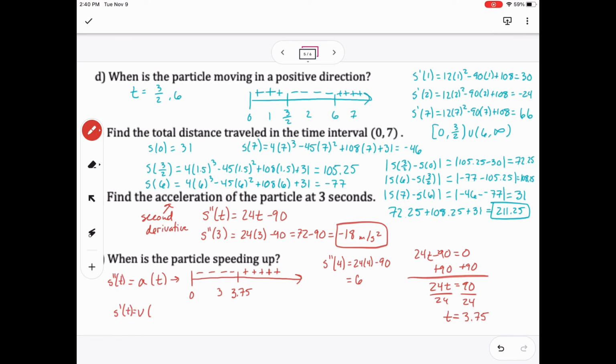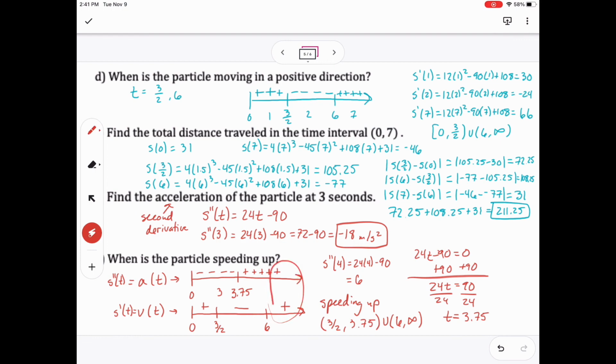So now using the kind of position number line I used for letter D and lining that up in the same kind of format as I've done for the acceleration one, I can see that the same signs would be from 3/2 to 3.75. And so that area, and after 6 on to infinity, they are both positive as well. So that would be my interval for when they are speeding up.